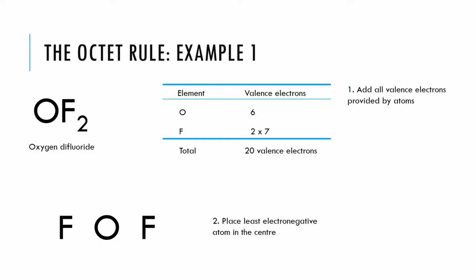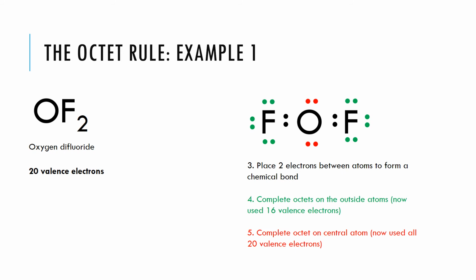We know that we've got to place the least electronegative atom in the center. Well, we're dealing with the two most electronegative atoms in the periodic table. Oxygen is less electronegative than fluorine, so we put that in the middle and flank it with two fluorine atoms. We then place 2 electrons between the atoms to form a chemical bond, so you can see the shared pairs in black there. The fourth step is to complete the octets on the outside atoms.